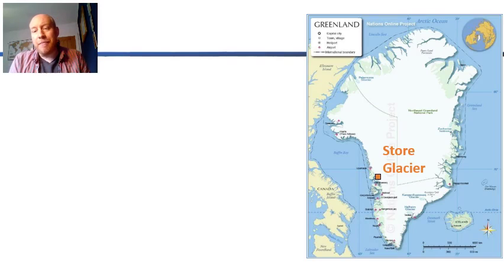So what you're looking at here is a map of Greenland. The orange square shows our study glacier. It's called Store Glacier. It's a major outlet of the Greenland ice sheet. It flows at something like 500 meters per year and discharges icebergs into Baffin Bay.